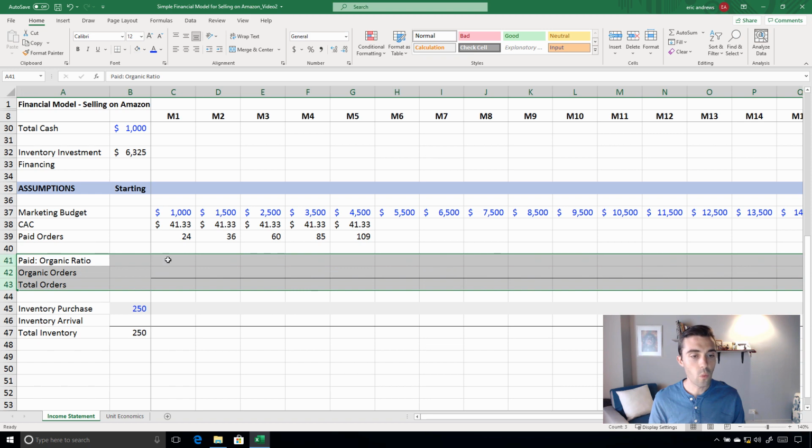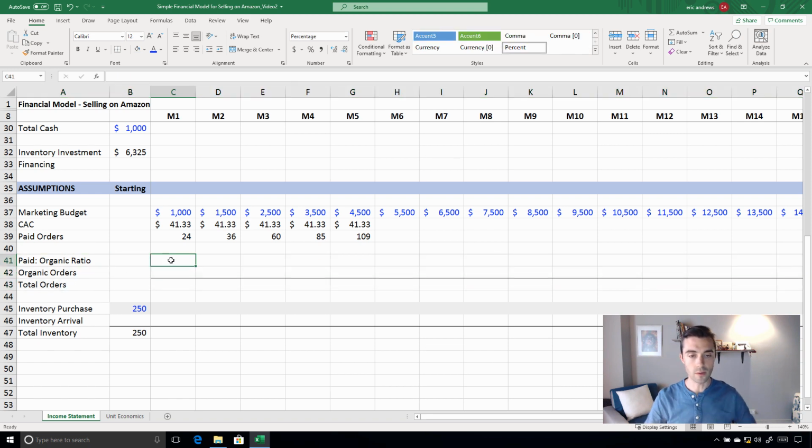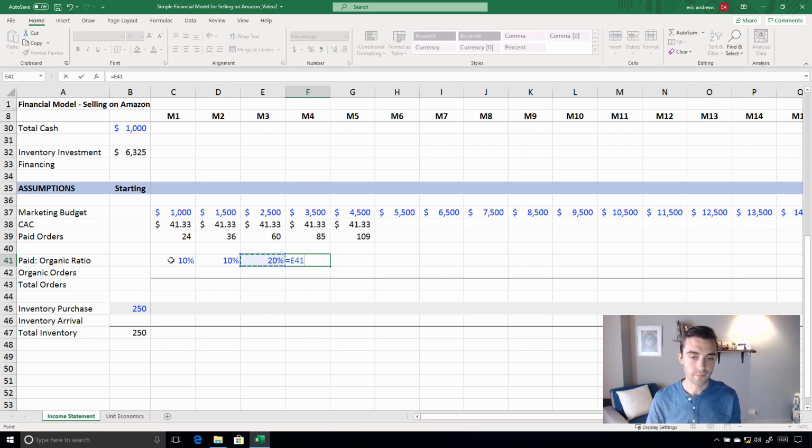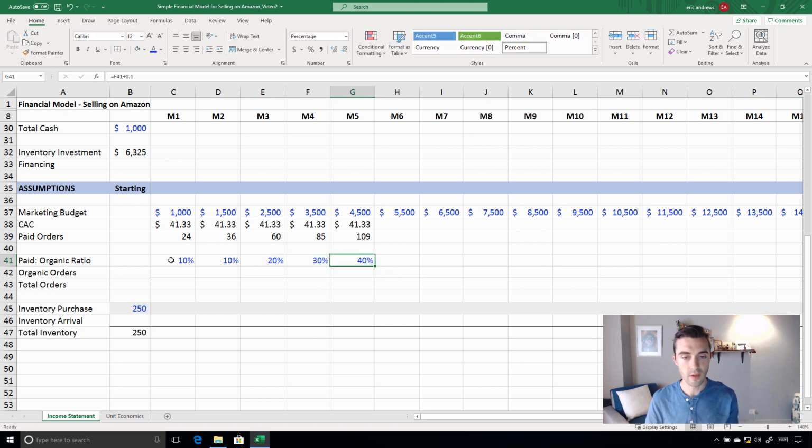But when do the organic orders start? When do we start ranking, and how do we relate the paid to the organic orders? A really simple way to do this is to create a paid to organic ratio. Let me do this math, and I'll explain how it works and why this is a really easy way. So here I'll have our paid to organic ratio increasing over time.